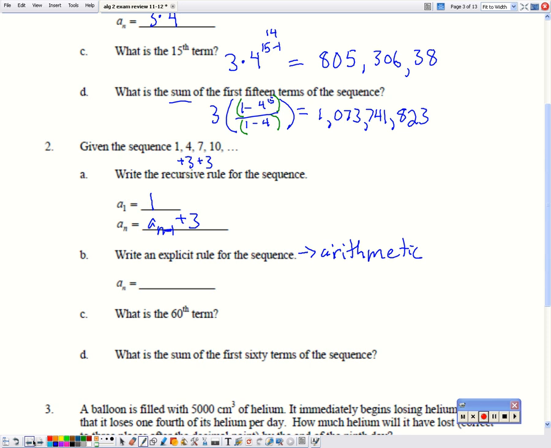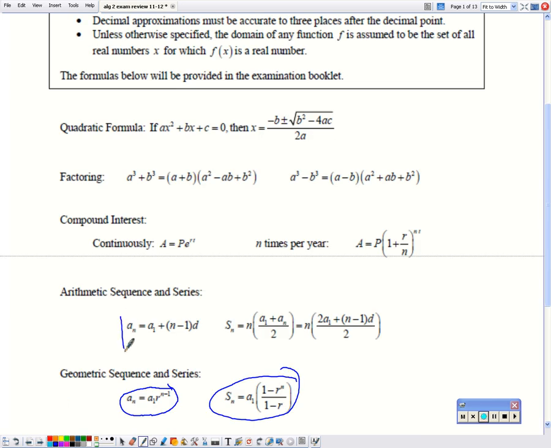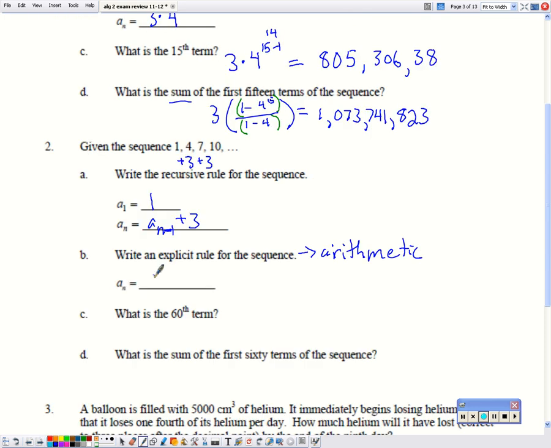Now my explicit rule, now I want to remember that this sequence is, like I said, arithmetic. And so I'm going to go back to my formulas, and I'm going to use this set of formulas. So any term can be found by the first term plus n minus 1 d, where d is the common difference. So the first term is 1 plus n minus 1, and my common difference is 3. What is the 60th term? So I'm just going to go 1 plus 60 minus 1 times 3. I'm going to grab my calculator, and I get 178.